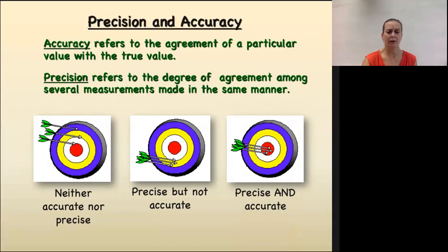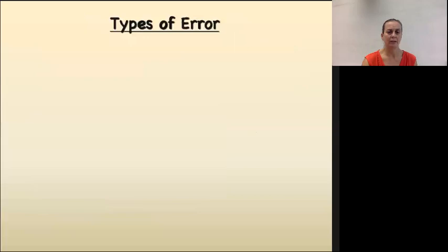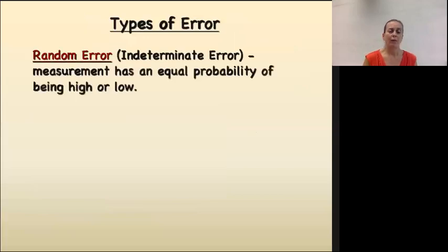So let's talk about error and how this relates to precision and accuracy and how it's going to relate to uncertainty. So one type of error is random error. And when we have random error, that means that our measurement has an equal probability of being too high or too low. So this is indeterminate error. This is usually caused by mistakes. And so if we have a bunch of random errors, then even if none of them are particularly accurate, but we've repeated the process multiple times, then we're likely on average to have a fairly accurate answer.